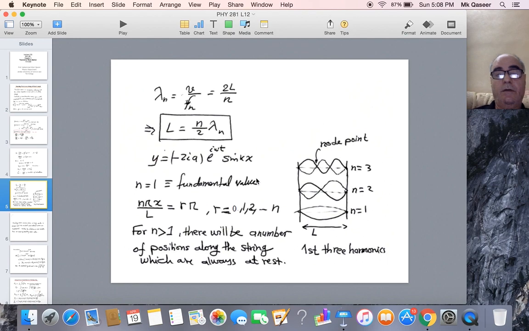Now, if we look at this, we find that L must be a half integer multiple of lambda. That is, the length of the string must be lambda over 2 for n equals 1, lambda for n equals 2, 3 halves lambda for n equals 3. Note for n greater than 1, that is 2, 3, there are positions along the string which are always at rest. This is here, L over 2 is at rest. This position is at rest. We call it a node, and at a node point the string is at rest.